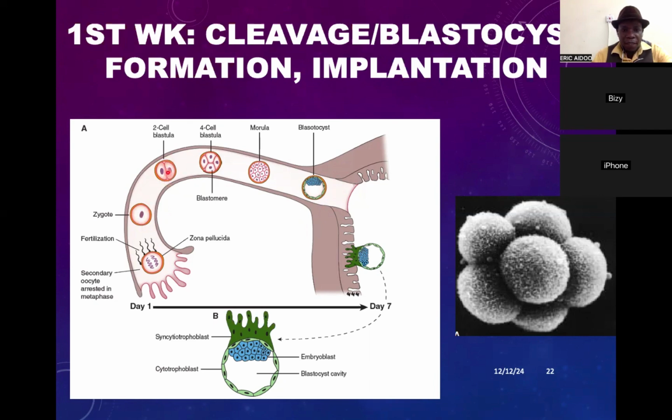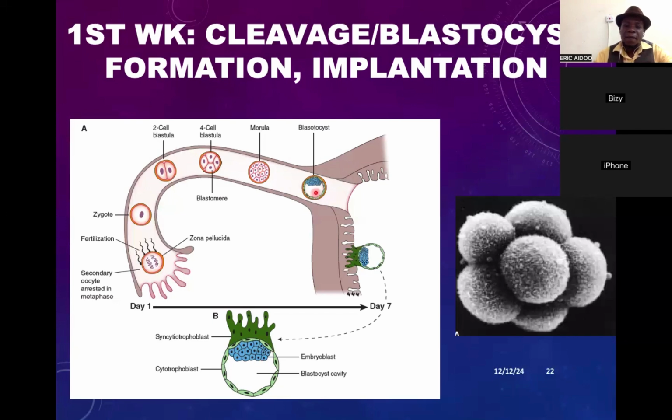Once it is divided into two, you have the two-cell blastula. Then each of the two-cell blastula will also undergo cleavage to give 4. And the 4 will continue to give 8, and so on and so forth. So at a point, you have what we call the morula. Then a cavity starts appearing within the blastomeres. We call these single cells the blastomeres, okay, those that resulted out of cleavage.